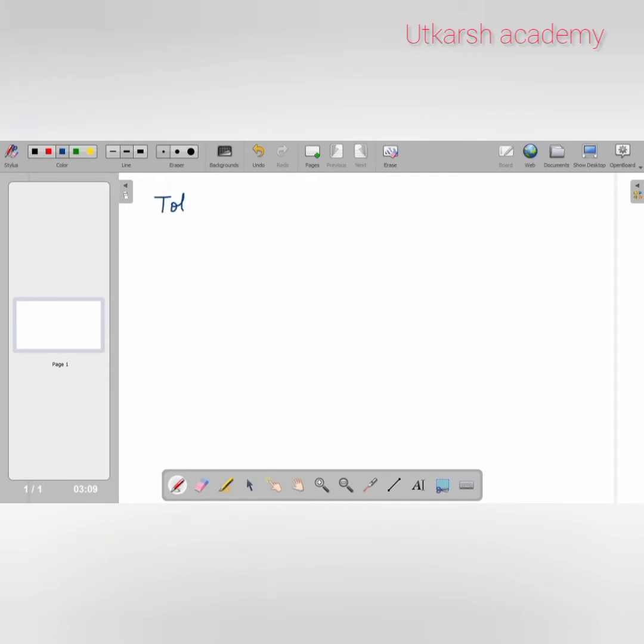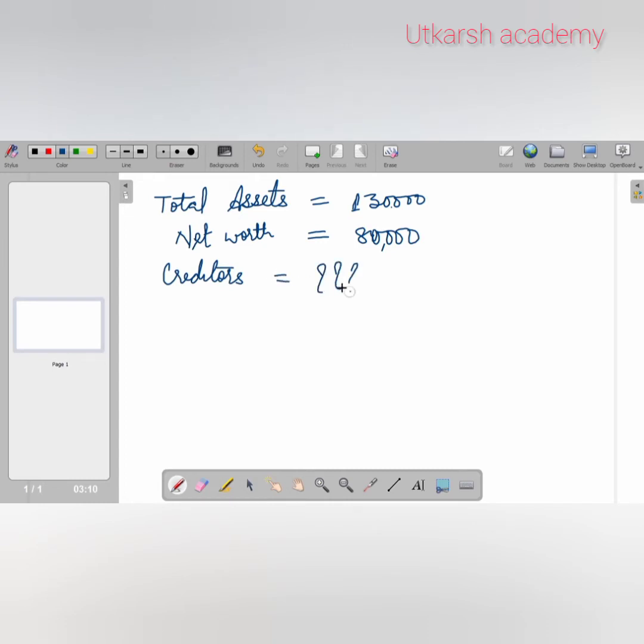See, total assets is equal to 1,30,000. Net worth is equal to 80,000. Now we have to calculate creditors. What is creditors? See, net worth is also known as capital or owner's equity.